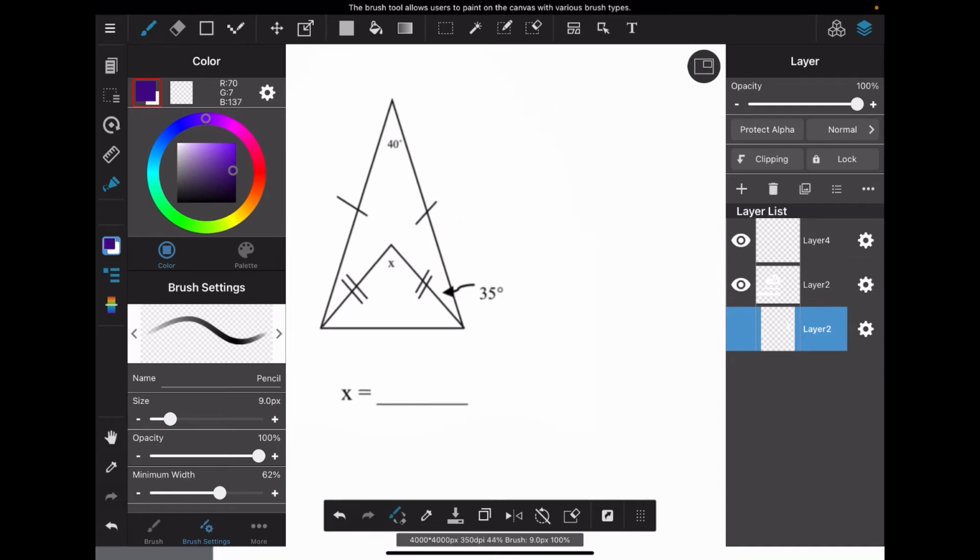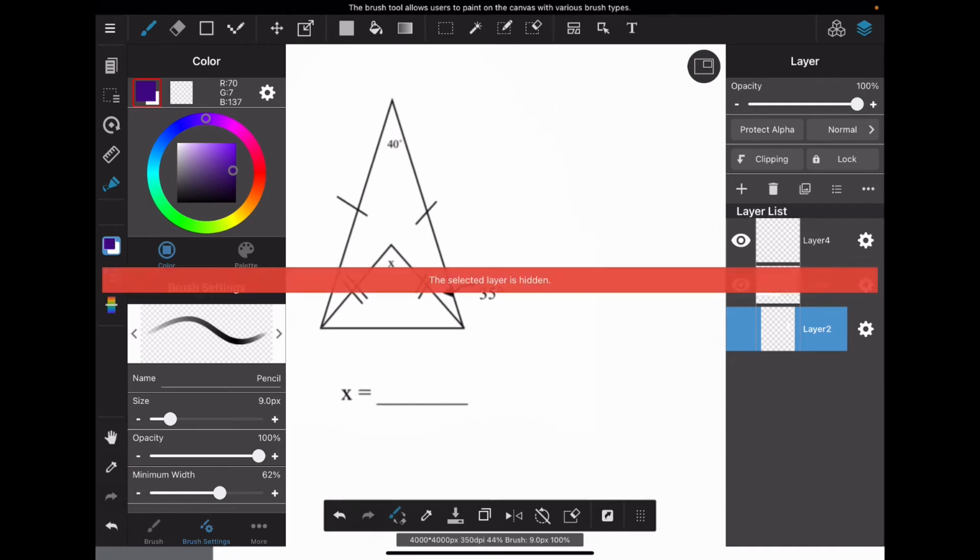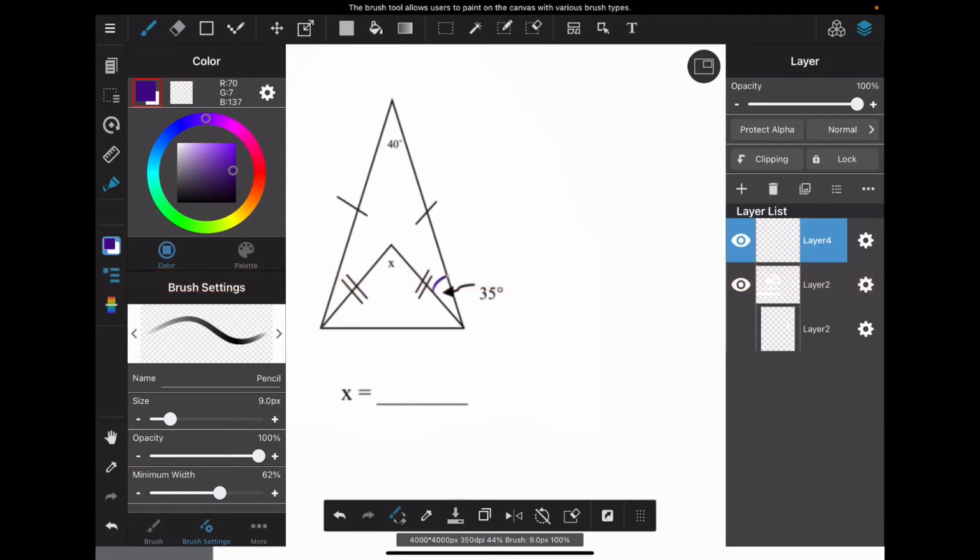So, we are only given the measure of this angle right here. This angle right here, which is 35, and this angle right here, which is 40. The angle we want to find is right here, x. Now, it doesn't give us the measure of any other angles. However, it does tell us that these sides here are congruent, with these little marks, and that these sides here are also congruent with these little marks. And so we know that these triangles are isosceles.